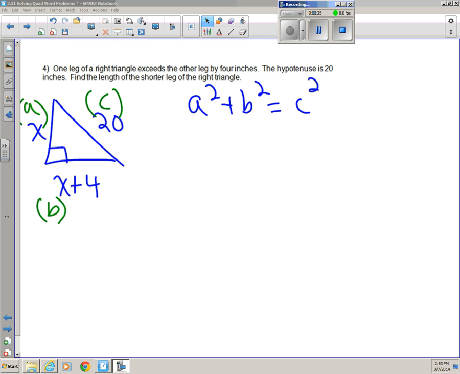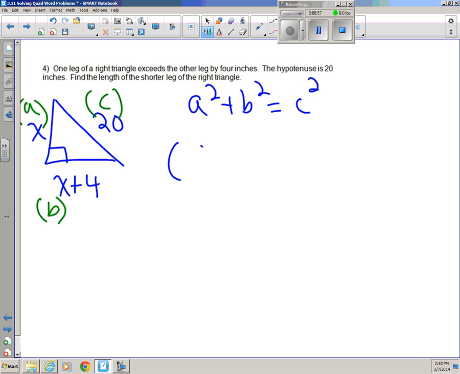So one leg of a right triangle exceeds the other leg by 4 inches. The hypotenuse is 20 inches. Find the length of the shorter leg of the right triangle. So if you exceed something, you're more than something. So I've got one leg being x, the other leg being x plus 4. Hypotenuse is 20. In terms of right triangles, hopefully you remember the Pythagorean theorem, a squared plus b squared equals c squared. We're saying the hypotenuse must be 20. It's the longest side. It's across from the right angle. The other two legs, x and x plus 4, can be interchangeable.